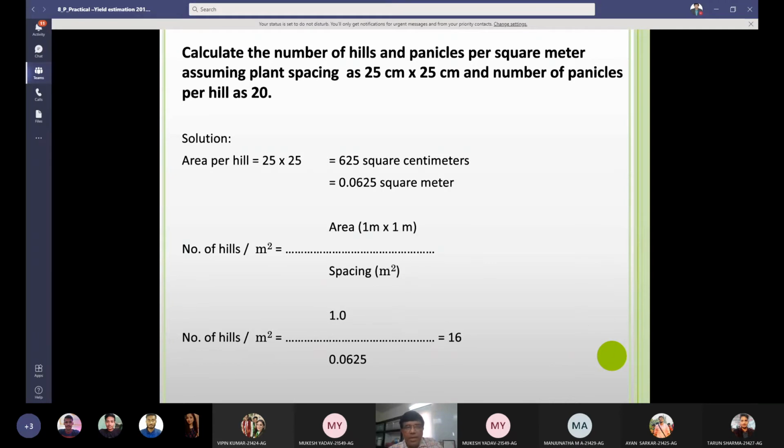So the solution: area per hill. Area per hill is 25 into 25. Means you can convert it into square meter. It will be 0.0625 square meter. Then the number of hills. Hills means the places where transplanting is done, where seedlings are transplanted. So number of hills per meter square, you remember this formula: area, 1 meter square, divided by spacing. So 1 divided by 0.0625, you get 16 hills. 16 hills in 1 meter square.